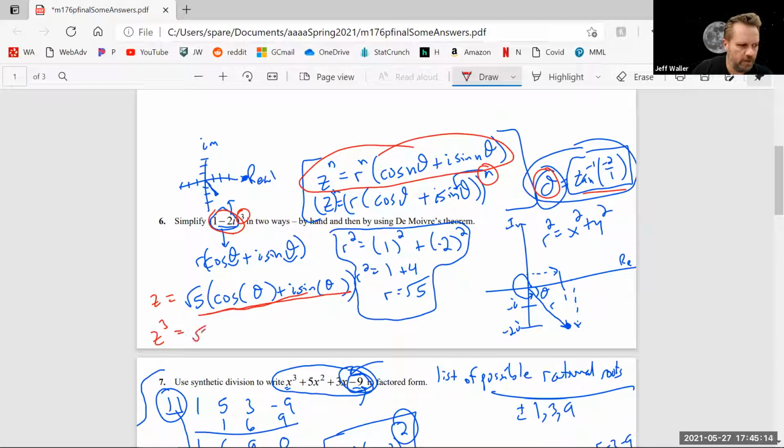It'll be the square root of 5 cubed, cosine of 3 theta, plus i sine of 3 theta. And then if I were you, I would just plug all of that in the calculator. Right? You know what theta is, right?